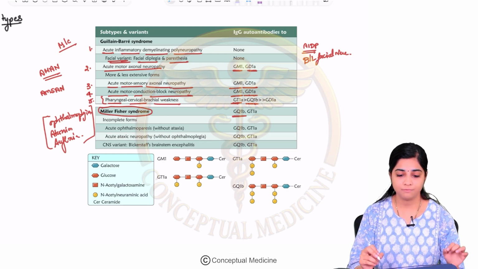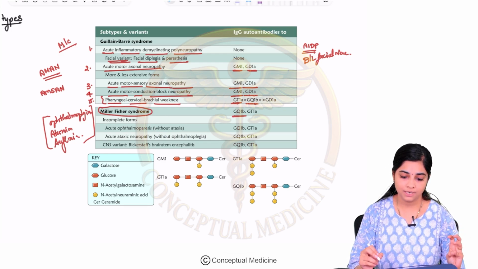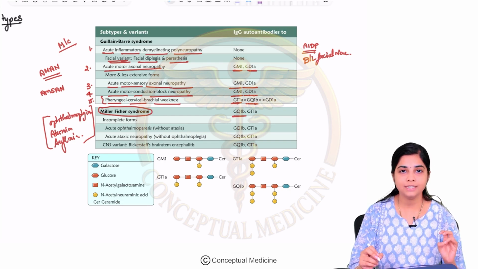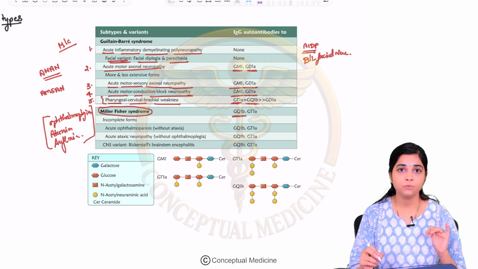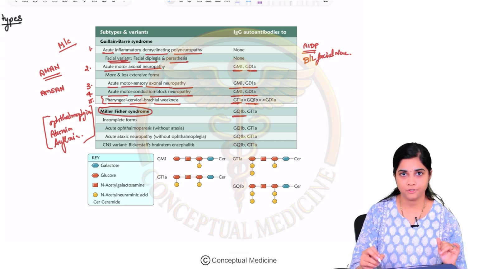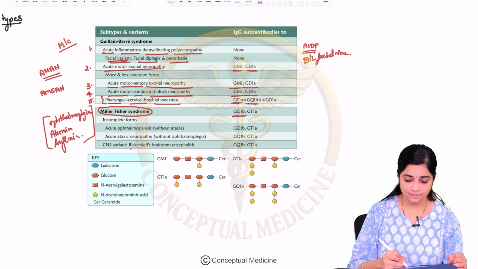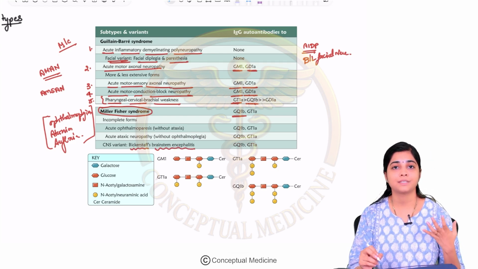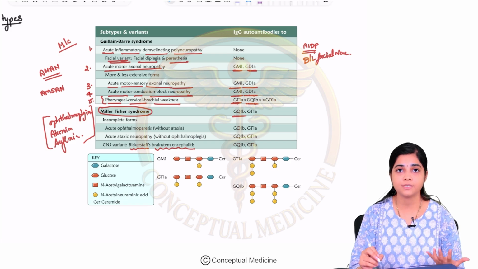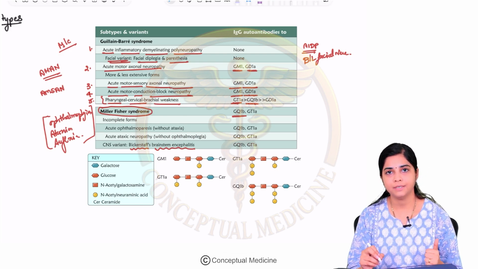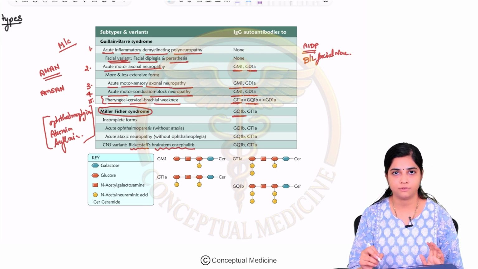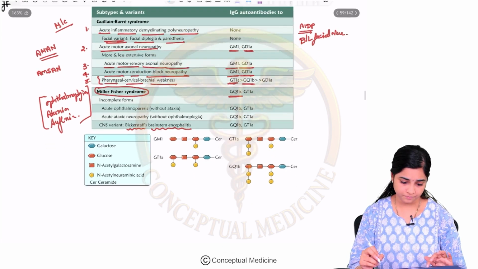So remember, GM1, GD1a is your AMAN, AMSAN variant, and GT1a is your pharyngo-cervical-brachial weakness, and GQ1b antibodies in your Miller-Fisher variant. The last is a variant which predominantly involves your central nervous system, and they can present with encephalitis-like features. This is called your Bickerstaff brainstem encephalitis. Okay, so this is about the various variants which are found in your GB syndrome. I hope we are clear till here.